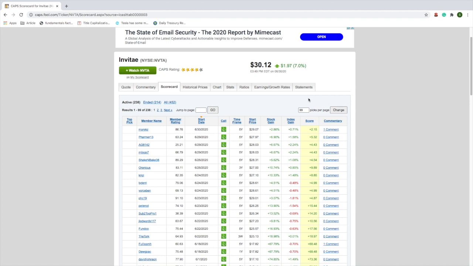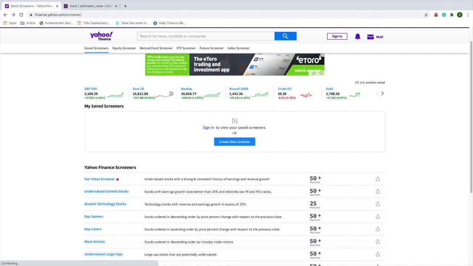If you're just starting out or just learning to trade or invest, or learning a little bit about companies and how their share prices move, then I would definitely suggest giving the Motley Fool Caps platform a go. So let's move on to our final stock screener then, which is the Yahoo Finance stock screener.